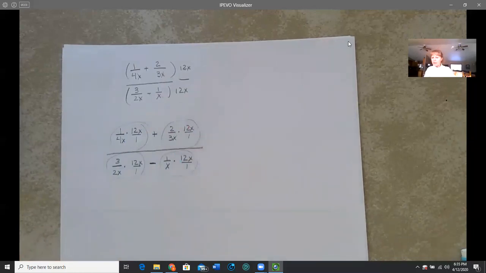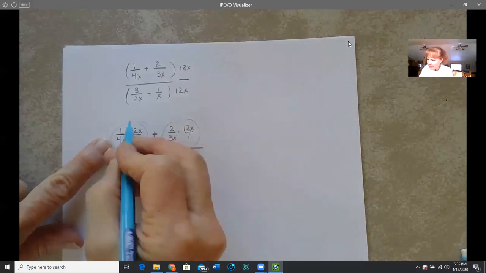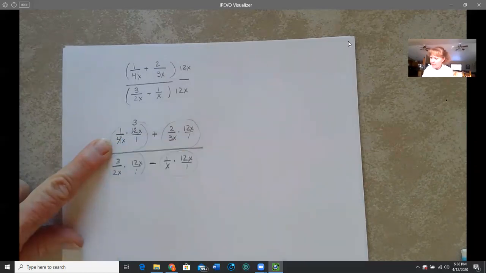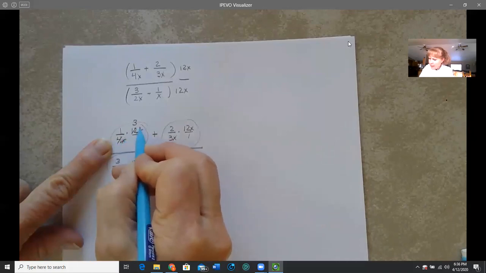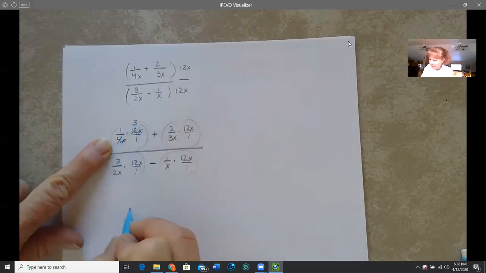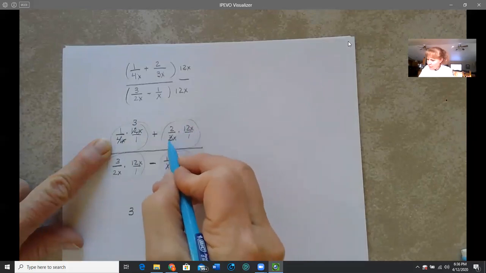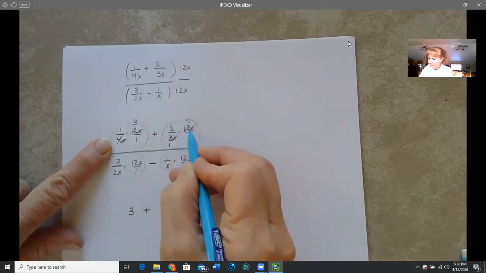So let's start with this top left one here. When I take 1 over 4x times 12x over 1, the 4 and the 12 reduce 3 times. 4 goes into 12, 3. And then the x's cancel. So my first fraction is 3. Okay. Plus, in this case, 3 reduces with the 12, and the x will cancel.